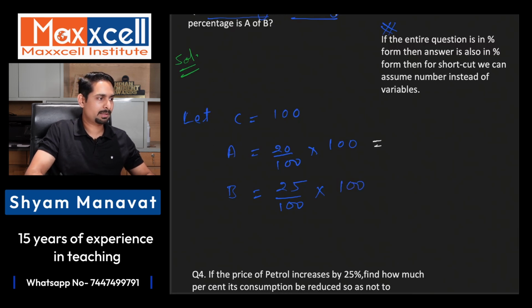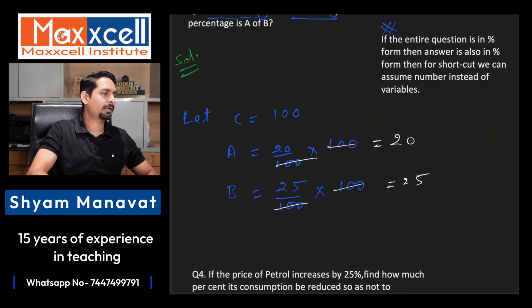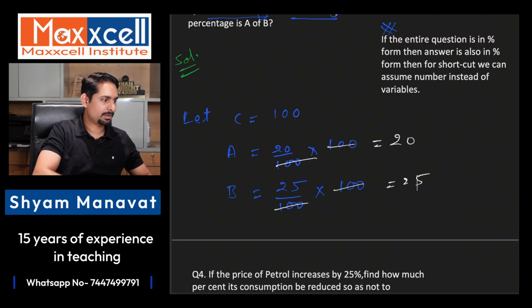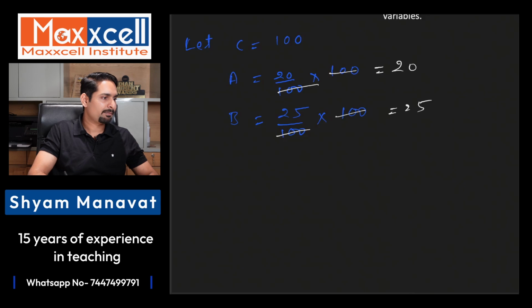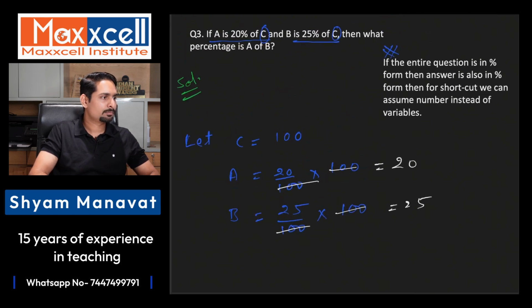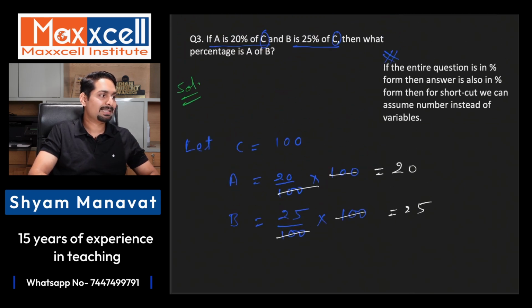Tell me what is A. A comes out to be 20, and B comes out to be how much? 25. Now it will become easy for me to do further calculation, where I can easily find what percent A is of B. Now look at this, here your B is the base value.